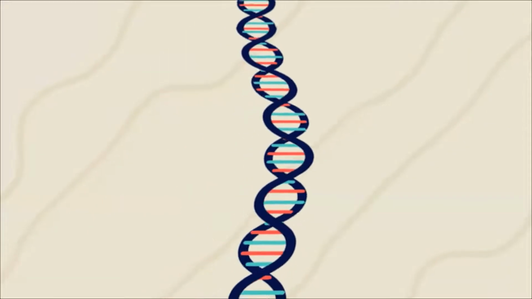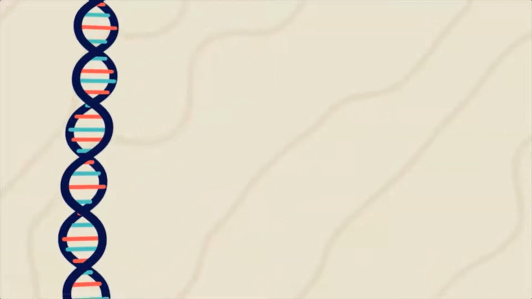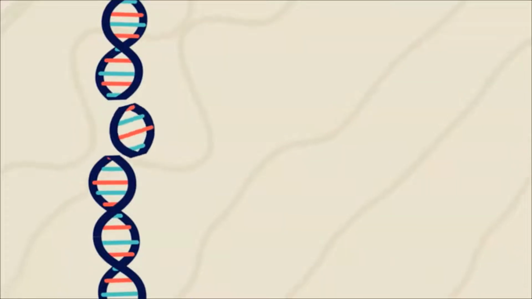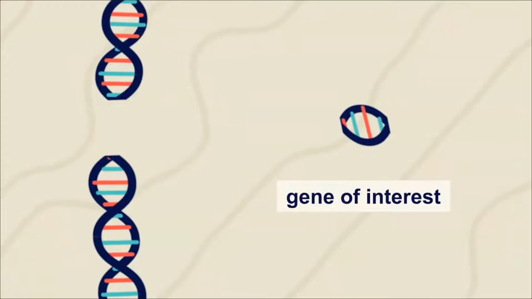Because the restriction enzymes cut at specific known places, scientists can use them to cut a gene of interest, such as the gene that codes for the production of insulin, from the rest of a DNA strand.